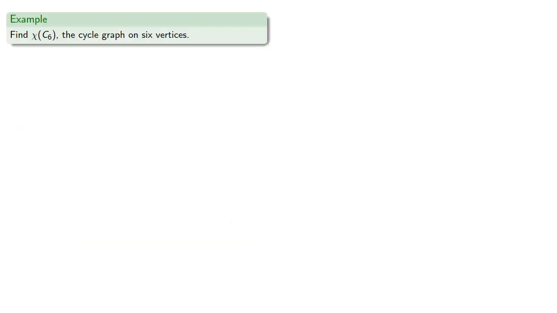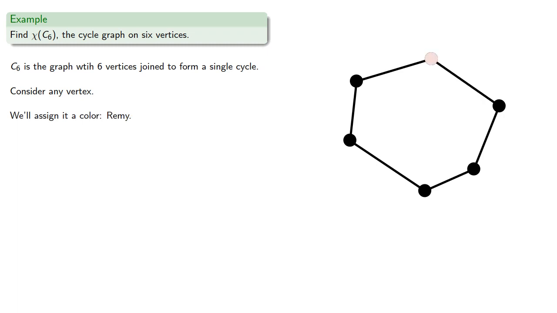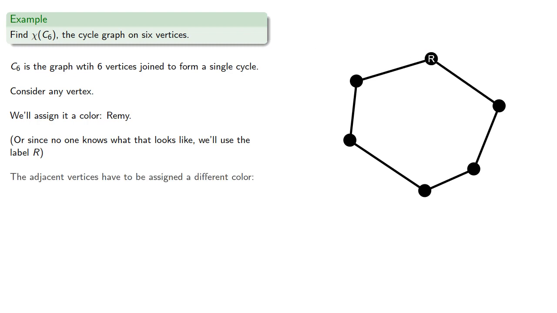So let's try to find the chromatic number of C6, the cycle graph on 6 vertices. C6 is the graph with 6 vertices joined to form a single cycle. Consider any vertex. We'll assign it a color. How about ruby? Or, since no one knows what that looks like, we'll use the label R. The adjacent vertices have to be assigned a different color. How about burgundy? We'll use B.